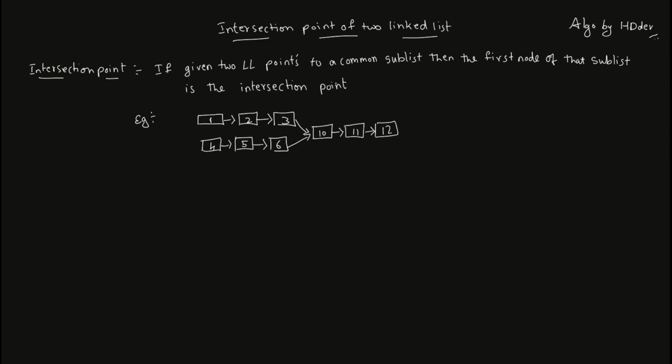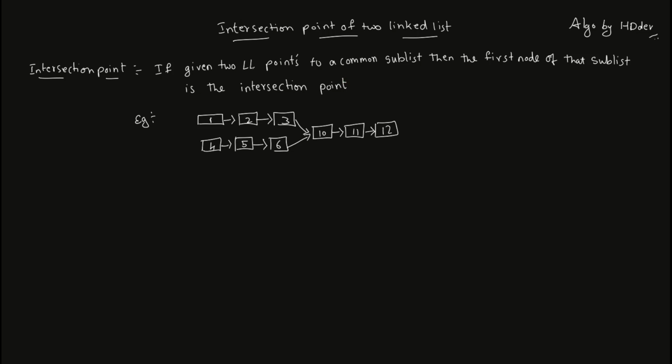Hello guys, today in this video we will see how to find the intersection point of two linked lists. What is meant by the intersection point? In the given two linked lists, if both these linked lists point to a common sublist, then the first node of that sublist is the intersection point.